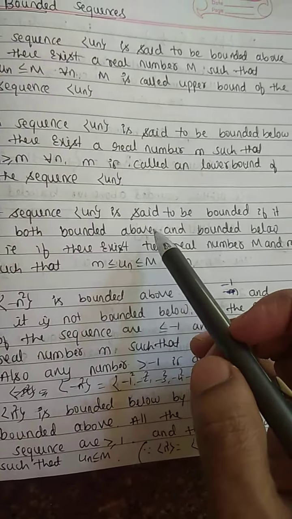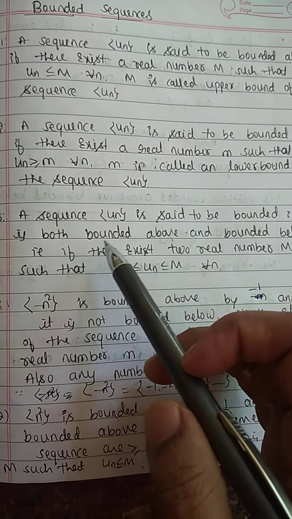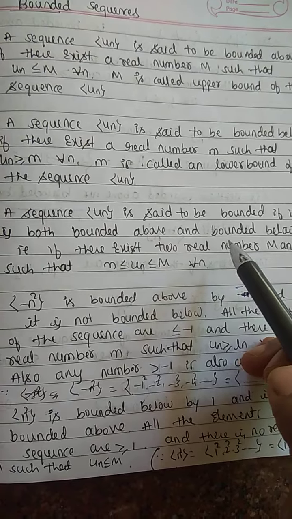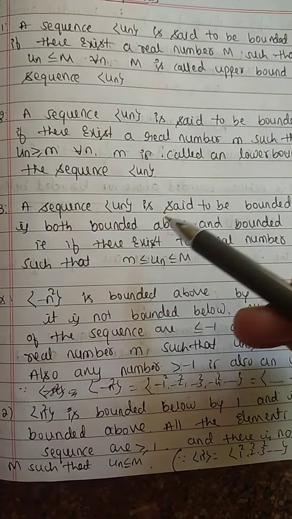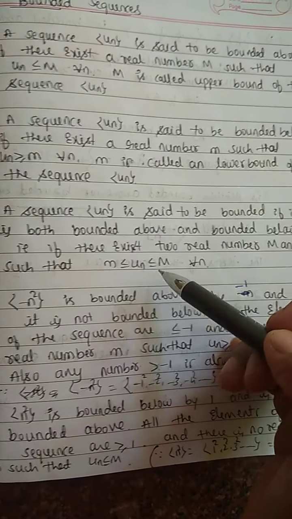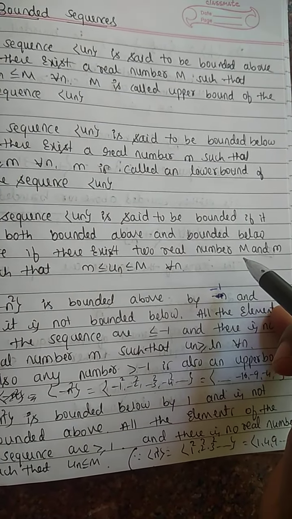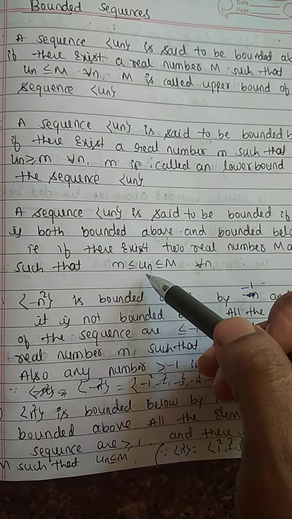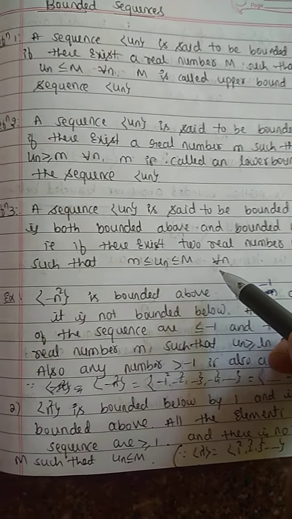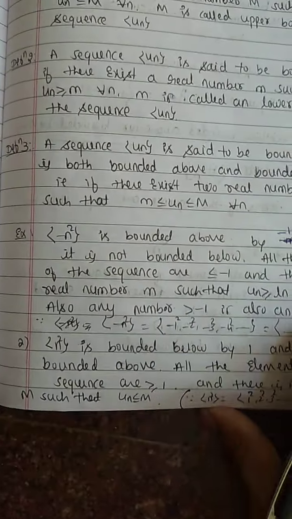A sequence un is said to be bounded if it is both bounded above and bounded below. If these two conditions hold, then the sequence is called a bounded sequence. That is, if there exist real numbers m and M such that m is less than or equal to un is less than or equal to M for every n.